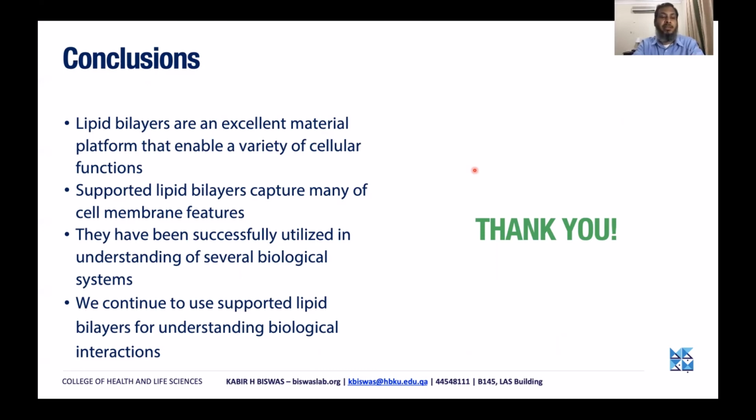And we continue to use these supported lipid bilayers for understanding and continuing our studies related to cell receptors in the future. Thank you.